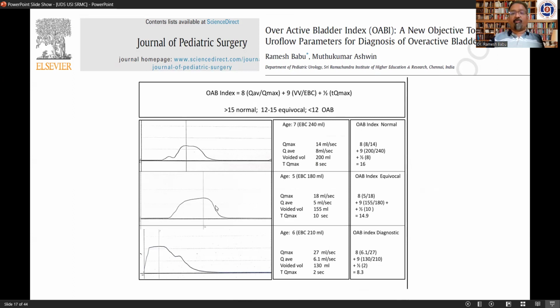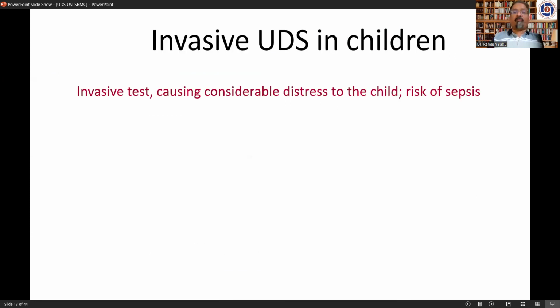Then if it is equivocal, we probably have to look at whether there is a part of deferred voiding, whether the child is holding too long, or whether there are some other factors. But even in a typical overactive bladder, you do get the tower-shaped curve. The child cannot hold, and the volume voided is usually smaller than expected, and the overactive bladder index is less than 12. So this is an objective way of finding it.